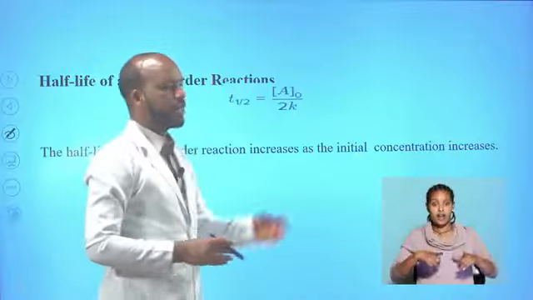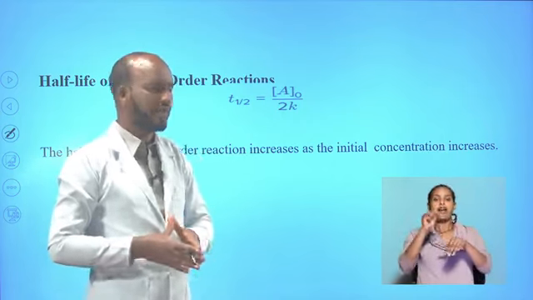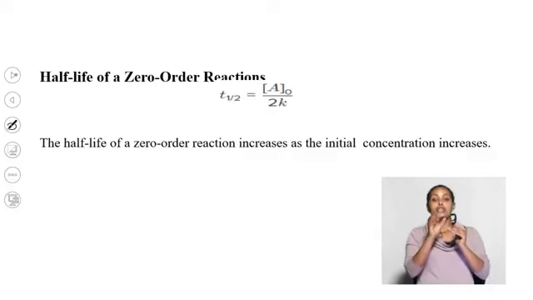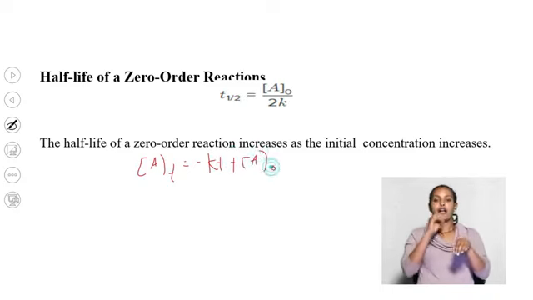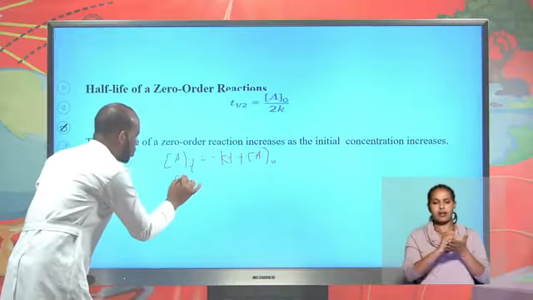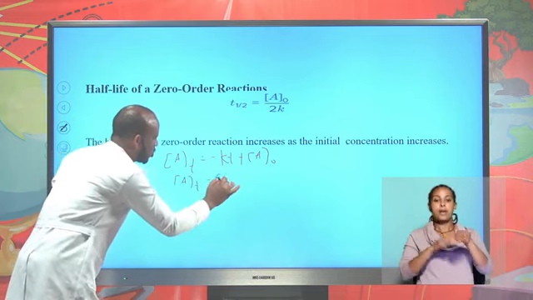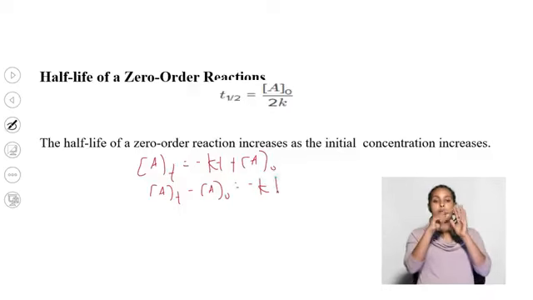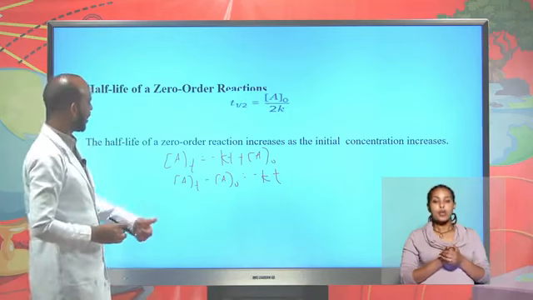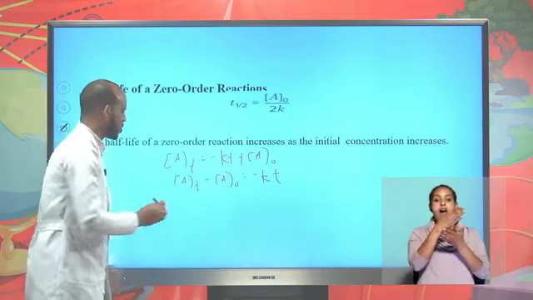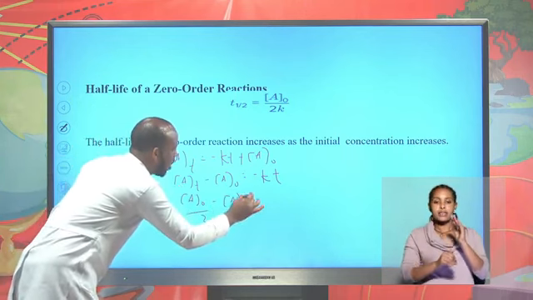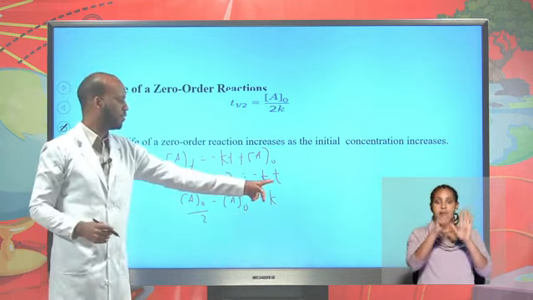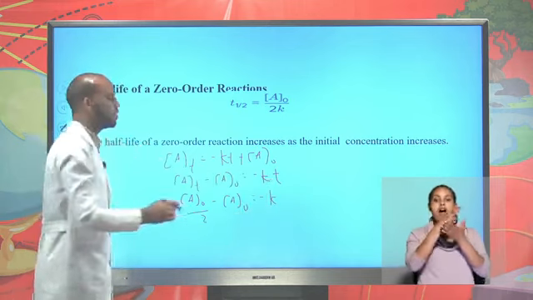Half-life of a zero order reaction. The integrated rate equation for the zero order reaction is: concentration of A at any time t equals minus Kt plus initial concentration A naught. We can write this as concentration of A at any time t minus A naught equals minus K times t. When the concentration of A is half its initial concentration, A naught divided by 2 minus A naught equals minus K times the time, which becomes the half-life time, T half.